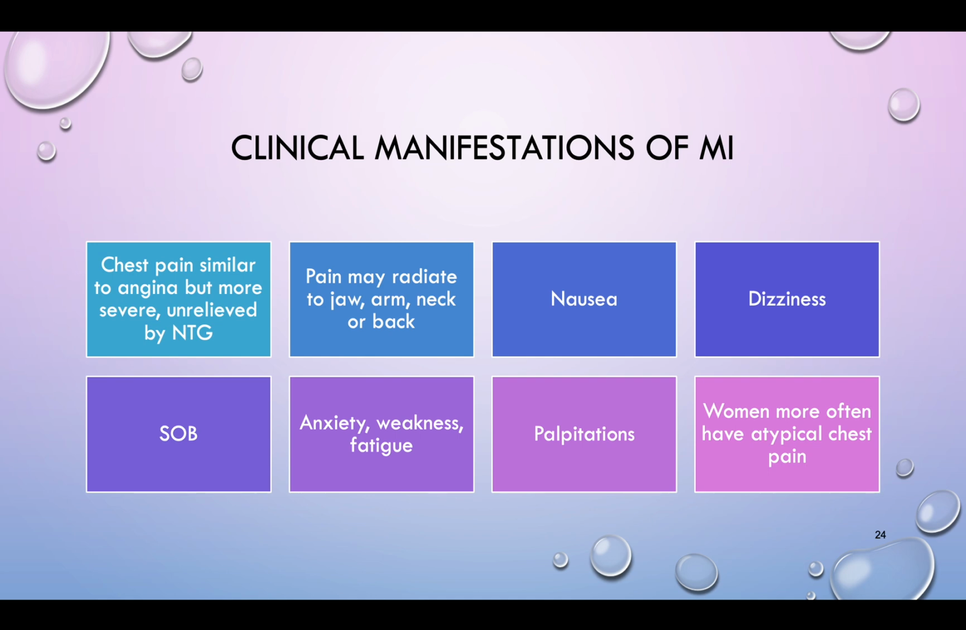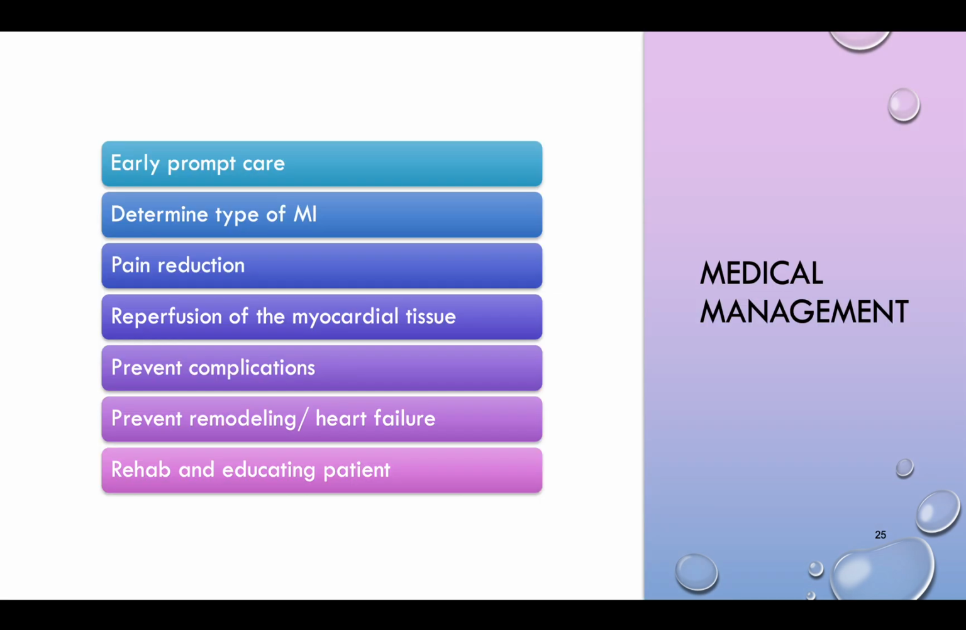So they have the chest pain, but it's not getting any better with intervention. They may have pain that radiates to other places like their jaw or their back. Sometimes we see nausea, sometimes we see dizziness, sometimes we see anxiety or shortness of breath. Again, this might vary a little bit, but what we're looking at are alterations in perfusion because we're having a blockage within those coronary arteries and it's really affecting us.